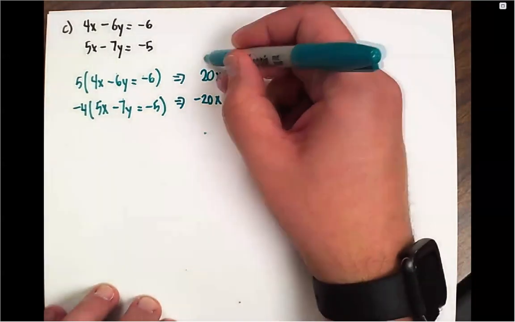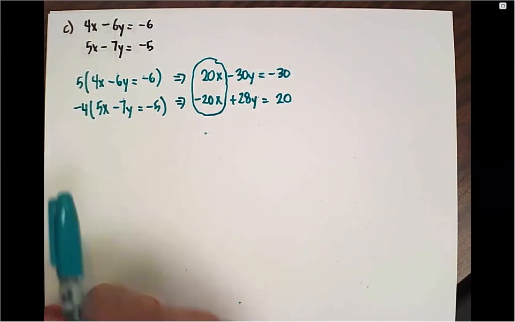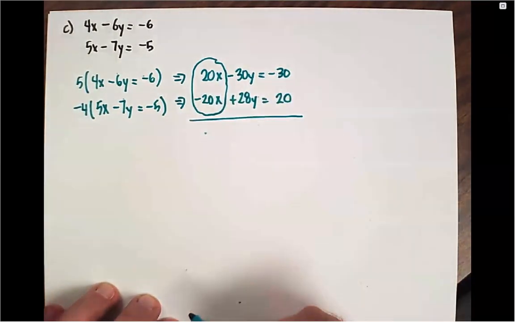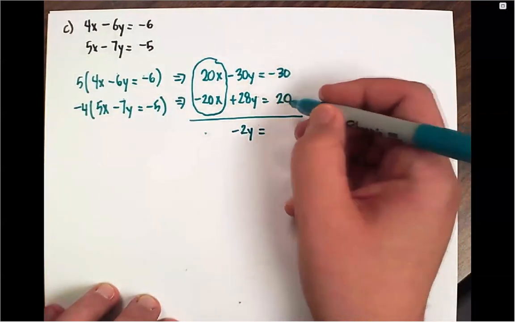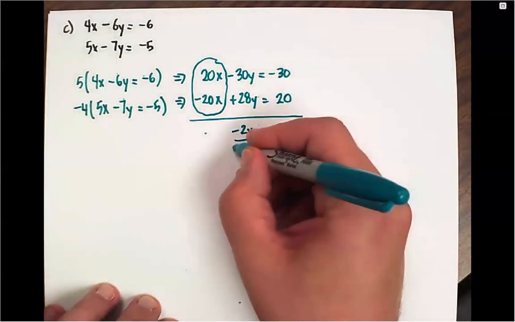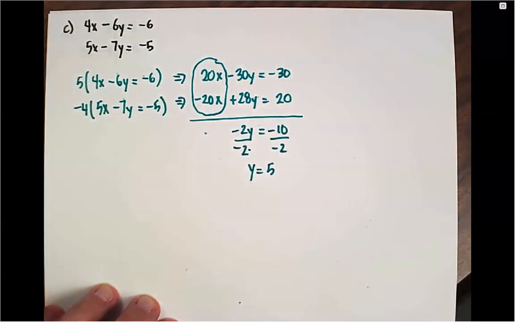And so now if I look at my x's, when I add those two together, what happens? It's 0. If I didn't make one of those numbers negative, then it wouldn't add up to be 0. So that's why I had to make one of these two numbers negative here. So 20x minus 20x is 0. Negative 30y plus 28y is negative 2y. And then negative 30 plus 20 is negative 10. Divide both sides by negative 2. And you get y equals positive 5.